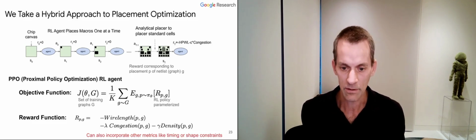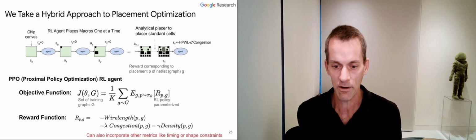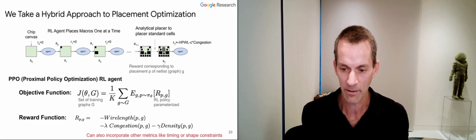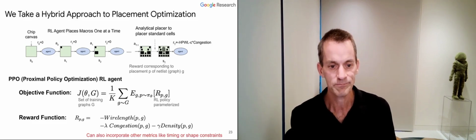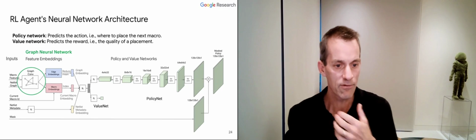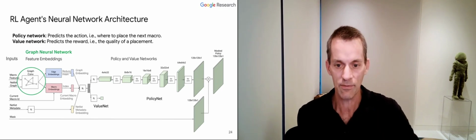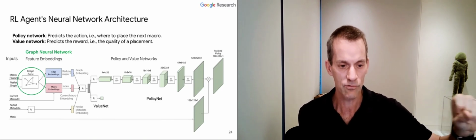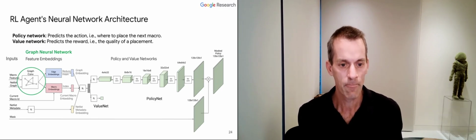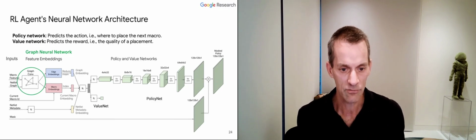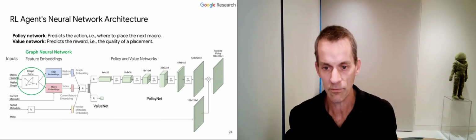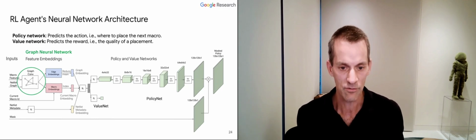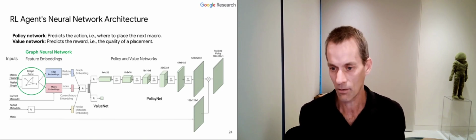And so you can formulate your reward function so you incorporate these multiple factors like wire length and congestion and density. You can also incorporate other metrics like timing or shape constraints and so on. And then you have a graph convolutional network that looks at the different pieces of the chip, the different modules, and also how they're connected, and gets edge embeddings and macro embeddings for each, and then feeds them through a policy value network that makes a decision about which macro or grouping we are going to place next and where.